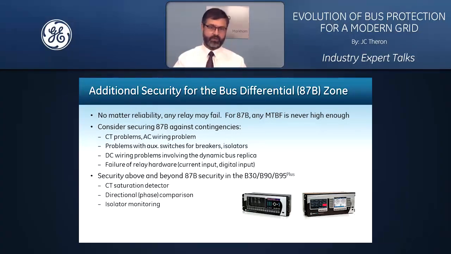CT problems and CT wiring, AC wiring problems have to be checked. Problems with auxiliary switches for breakers and isolators. DC wiring problems involving the dynamic bus replica and failure of relay hardware such as current inputs and digital inputs have to be monitored. Now, we already have much more security than in the past. For example, we have the CT saturation detection and the directionality check to secure the differential algorithm, and we also added isolator monitoring, but in some cases this is still not enough.